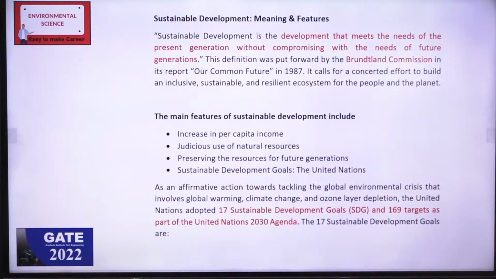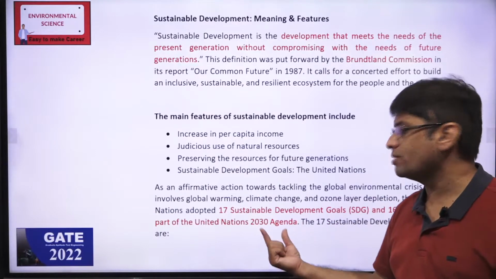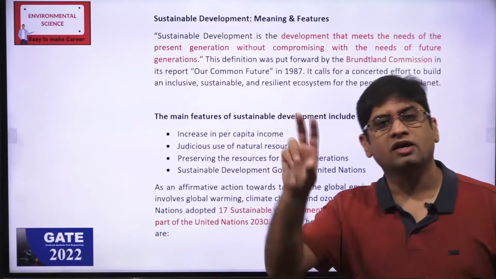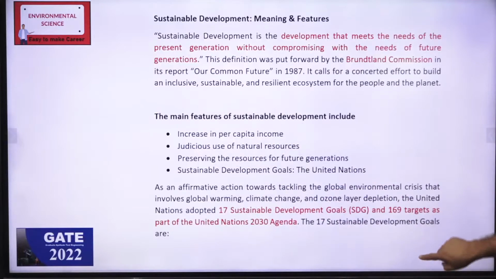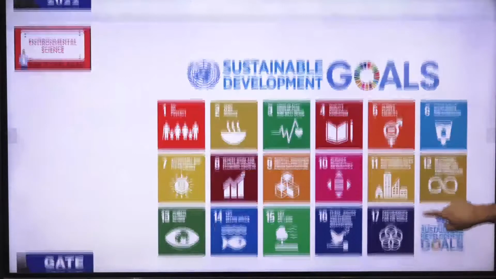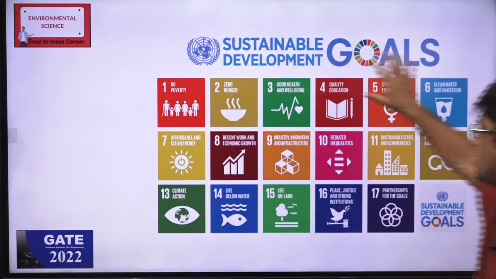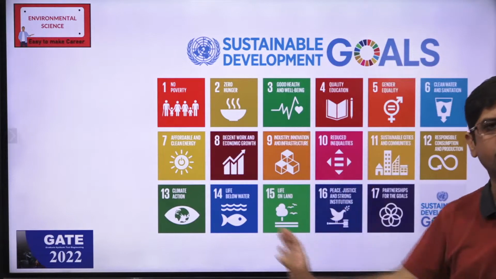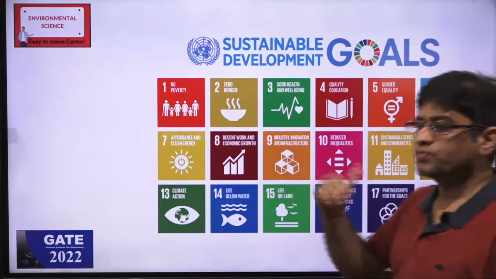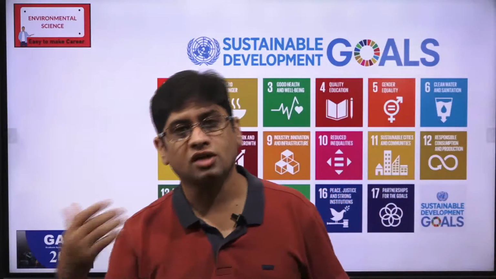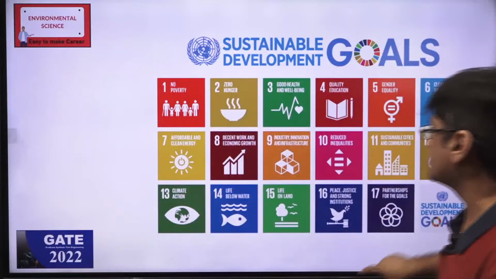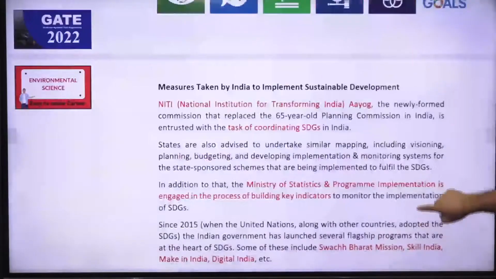Now there are 17 sustainable development goals and 169 targets which are to be achieved by 2030 as per the United Nations 2030 agenda. What are those 17 sustainable development goals? I have discussed that earlier also with you, so you can remember these 17 goals are there. Just go through it once, so that if this question comes in the exam, you are in a position to answer these 17 sustainable development goals.